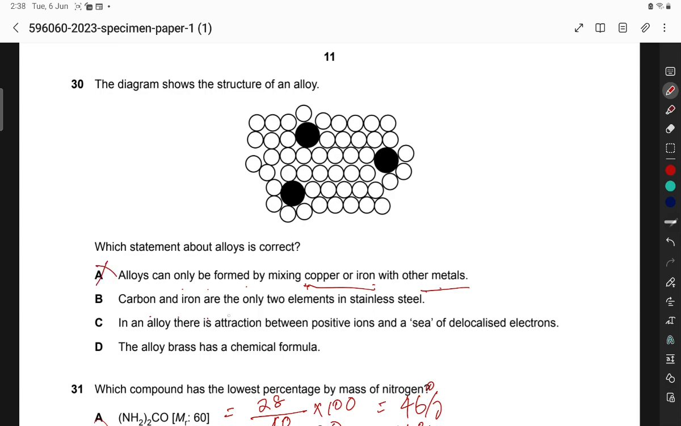Carbon and iron are the only two elements in stainless steel. No, there are different types of steel: chromium steel, manganese steel. So manganese and chromium are also used in stainless steel, so this is also incorrect. In an alloy there is attraction between positive ions and a sea of delocalized electrons. Yes, this is correct. A characteristic feature of alloys is delocalized electrons, with attraction between positive ions and the sea of electrons.